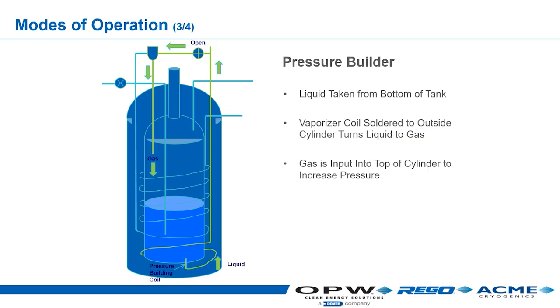Well, what happens is you pull liquid from the bottom. It goes through the vaporizers, which are connected to the inner vessel, and then that cold gas gets dumped into this headspace. That increases the pressure of the headspace. So the pressure builder is an internal function that helps to keep the pressure of the container at the pressure that is needed so whoever's using it can keep working.